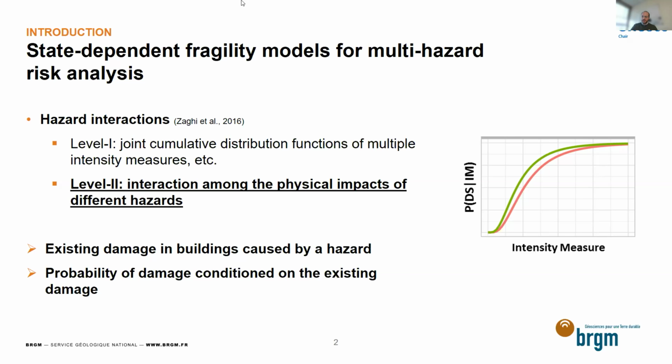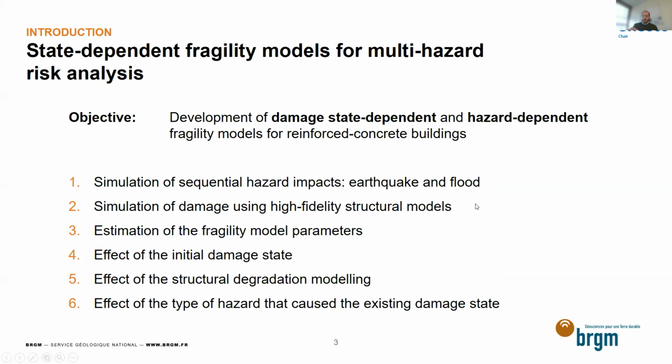So in terms of fragility curves, this means that fragility curves shift towards higher probabilities for the same intensity measures. The objective of this work was to develop damage state dependent fragility curves that also depend on the type of hazard that causes the loading on the building.